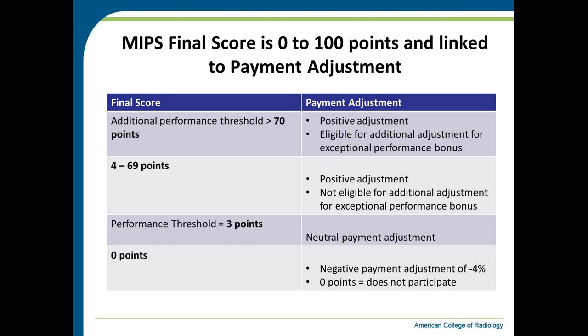A little bit on the MIPS final score: as I mentioned, your target will be anywhere from 0 to 100 points, and it is linked directly to your payment adjustment. So if you have 0 points, you would get a negative 4% payment adjustment. The performance threshold is 3 points for a neutral payment adjustment. I want to give some emphasis on the additional performance threshold. If you score greater than 70 points, you could be eligible for an additional adjustment for your exceptional performance. This will be a bonus for high performers, so keep that in mind.